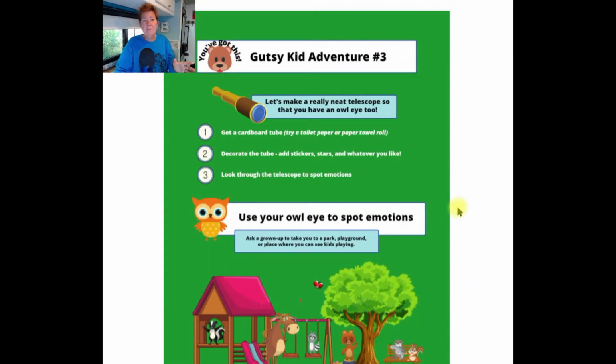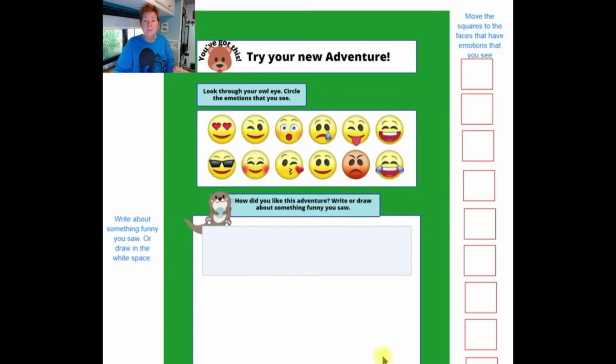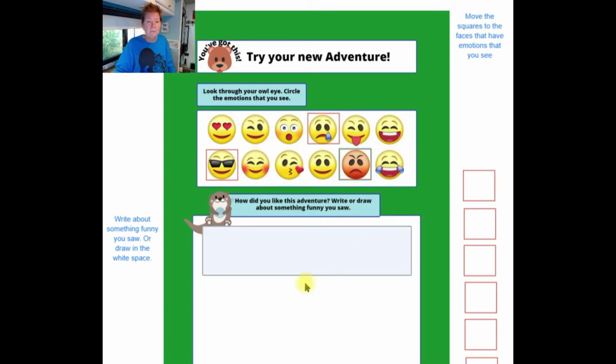And the next page is a storyline, nothing interactive, but it is included. After they complete their adventure, they're asked to identify the emotions that they noticed. They can grab these squares. Oh, they saw somebody who was crying. They saw somebody who was cool and happy and goofing off. They saw an angry person. They just moved these squares over to identify the emotions that they saw.